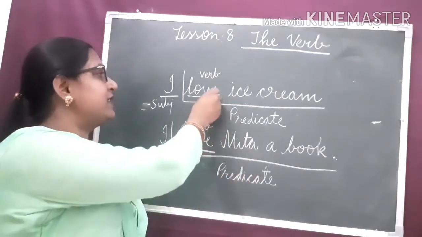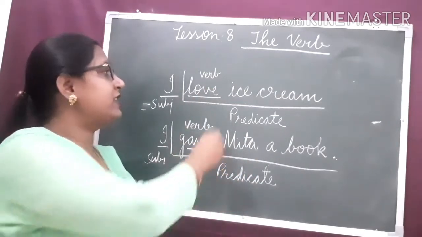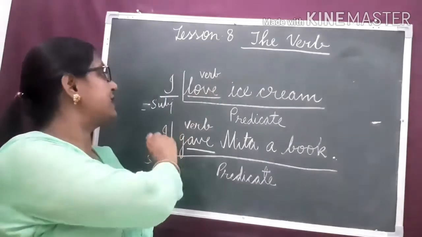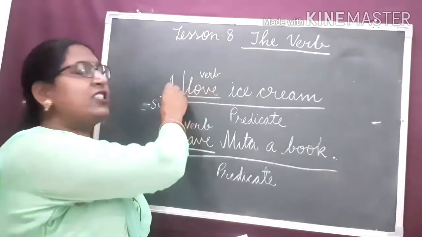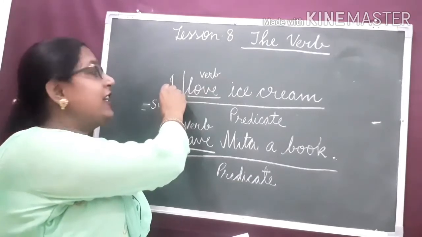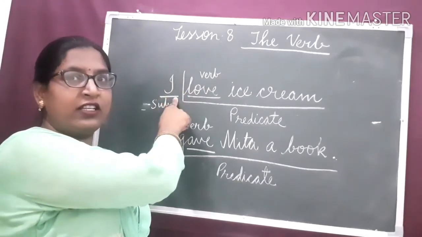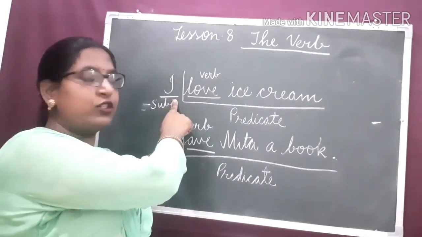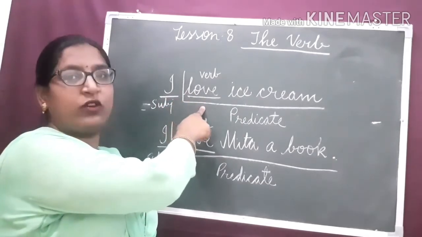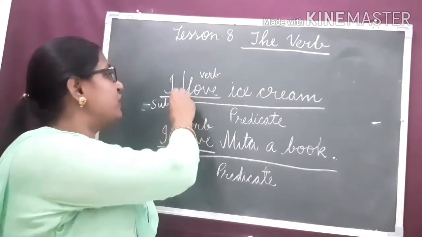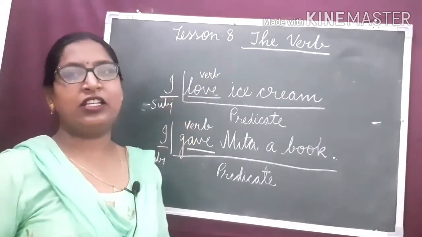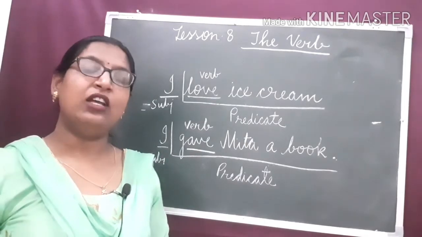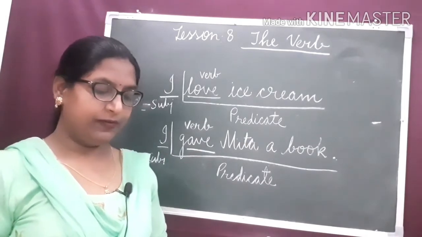In this sentence, love is a verb. It is expressing a tense. Love is given in simple present tense and it is agreeing to its subject in number and person. I is singular and it is the first person pronoun, so the base form of the verb is used. So it is agreeing with its subject in person and number. So this is a finite verb.